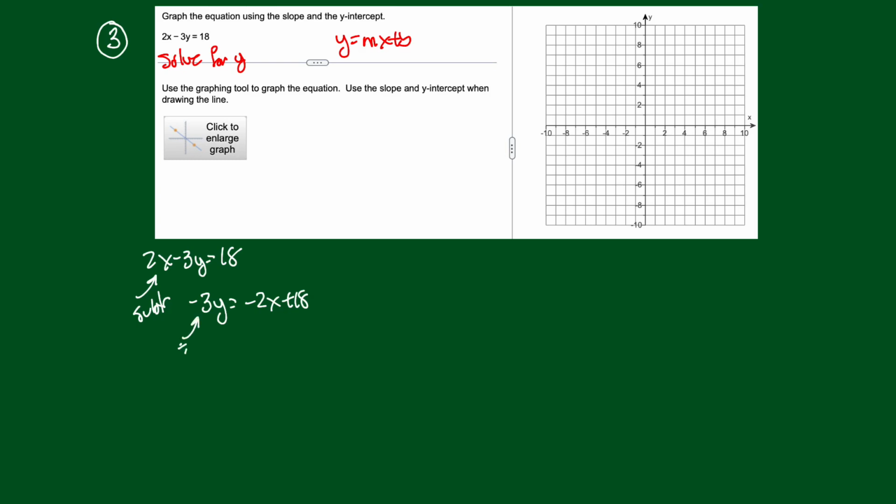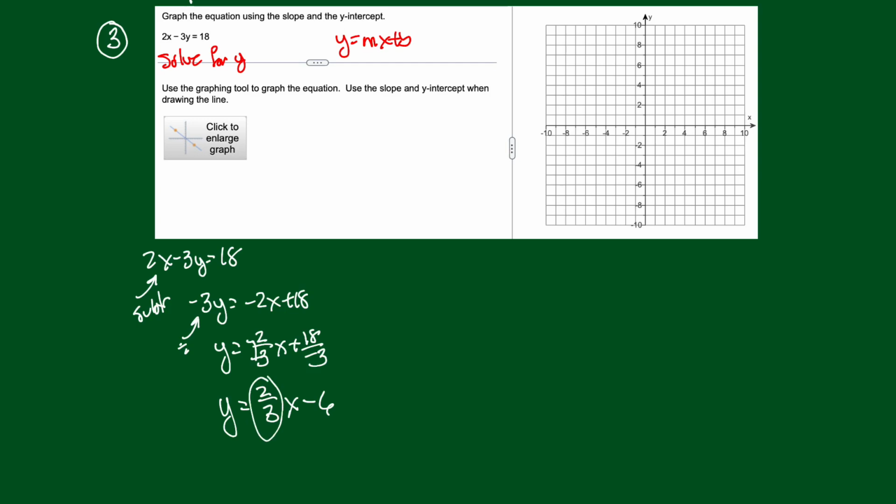Now I'm going to divide by that -3. So if I divide every term by -3, I'll get this. Y is equal to, now it's -2 over -3 x plus 18 over -3. So how about if we write it like this? Negative over negative is positive. So this will give us 2/3 x, and positive 18 divided by -3 is -6. So there's our equation.